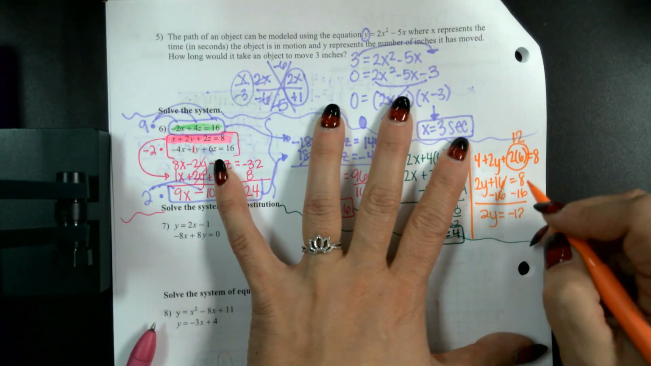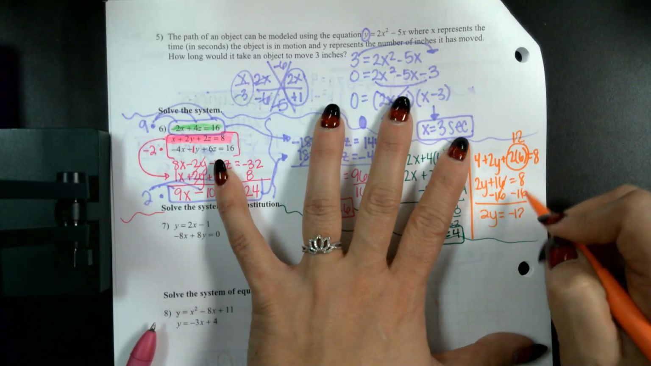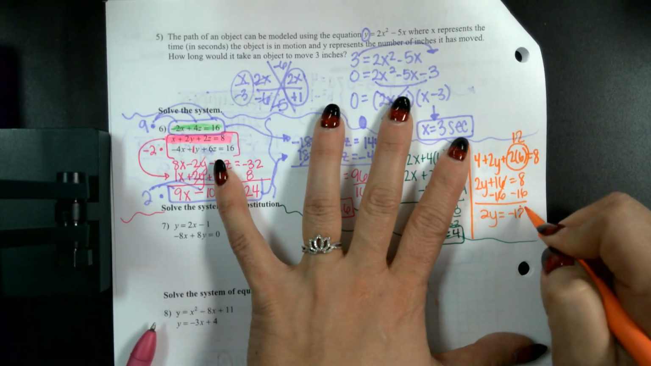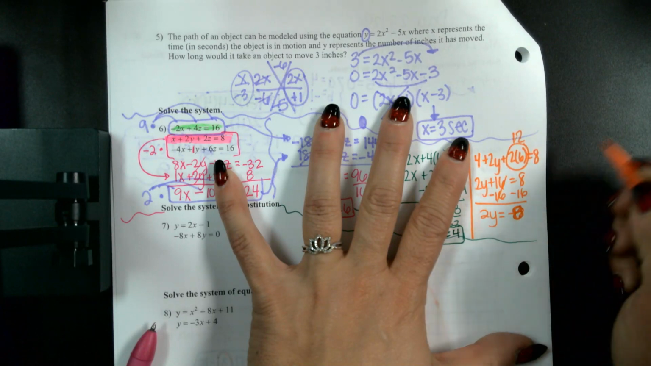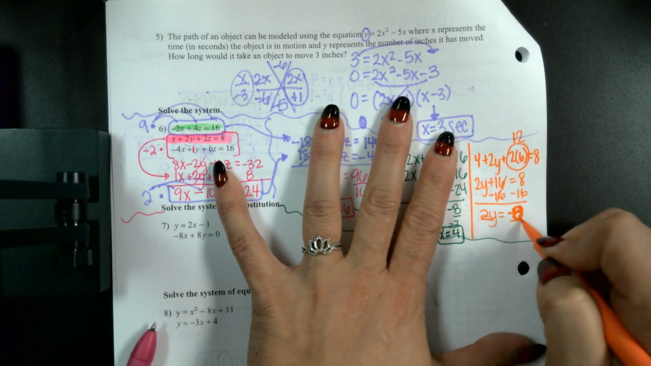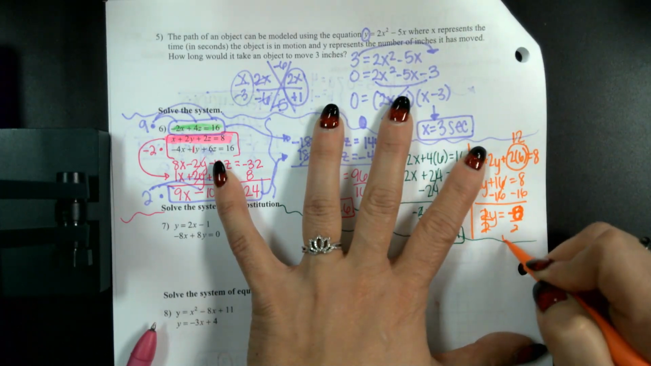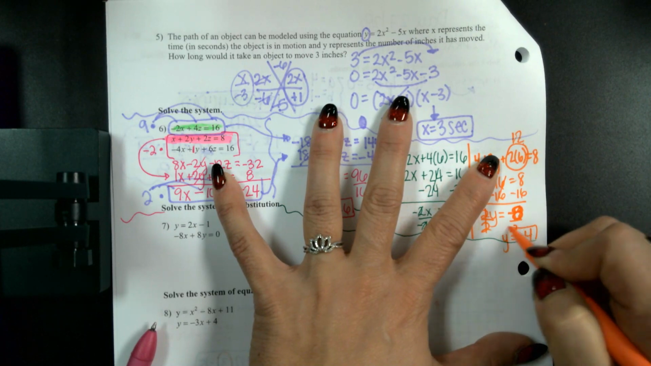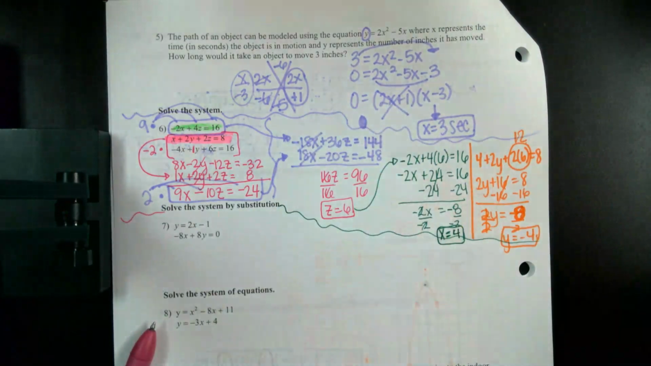Oops, that is not right. I can't do math. What is that? Negative 8. Yeah, sorry, I messed up. That's negative 8. And then divide by 2 and you get negative 4. We finally have all three.